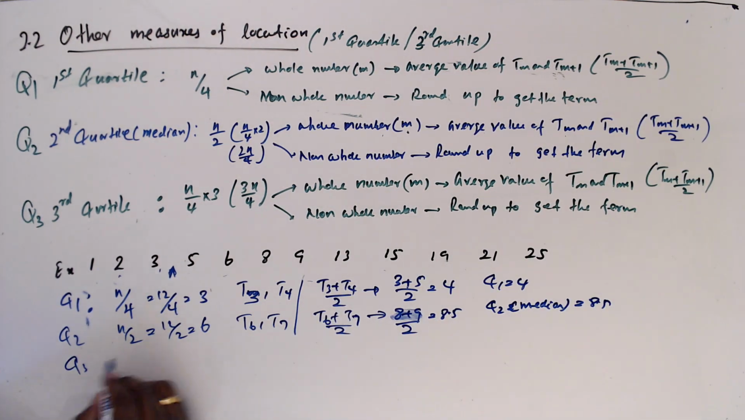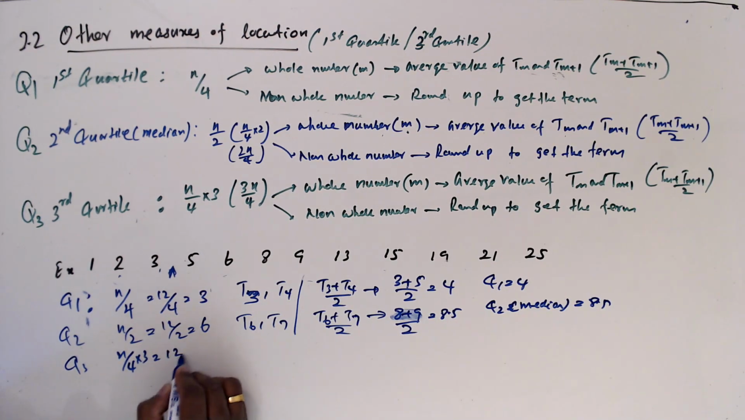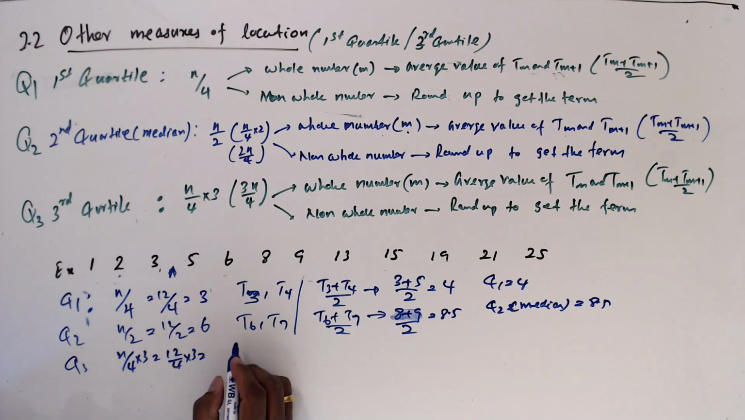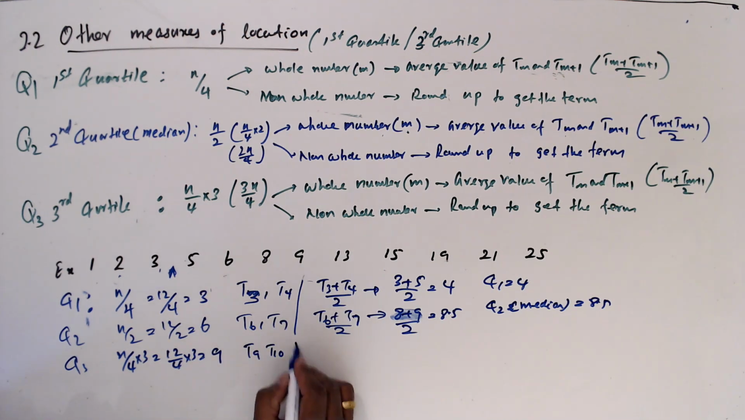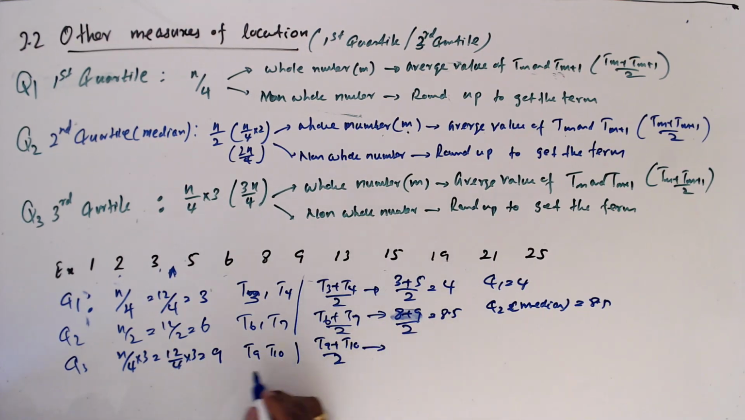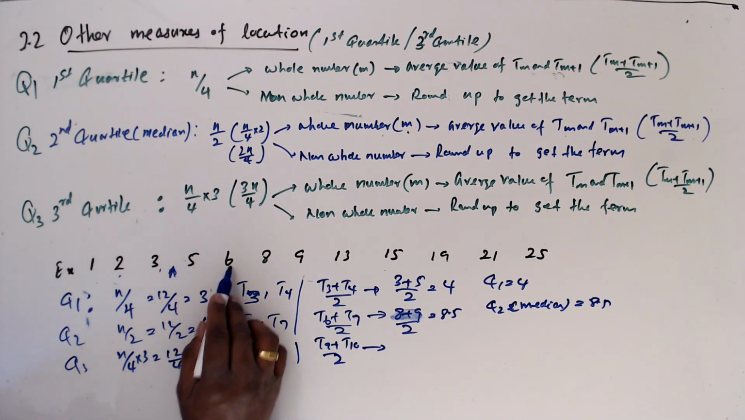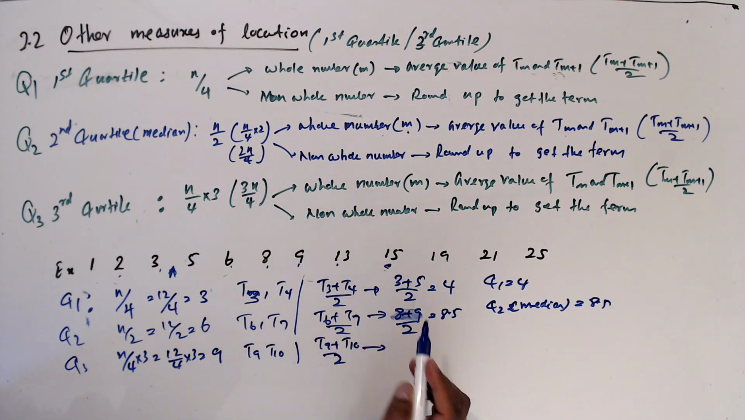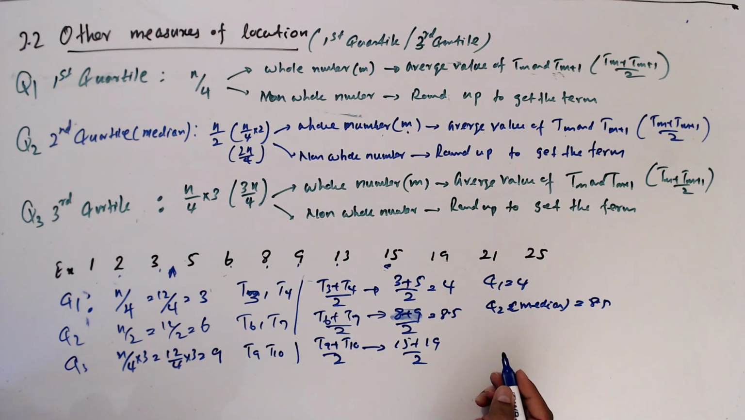Then Q3 is n divided by 4 multiplied by 3. 12 divided by 4 multiplied by 3. So that is going to be 9. So then we want to get T9 and T10 terms because it is a whole number. So we want to get the average of this one. So what is T9? 1, 2, 3, 4, 5, 6, 7, 8, 9 is 15 and 10 is 19, divided by 2.